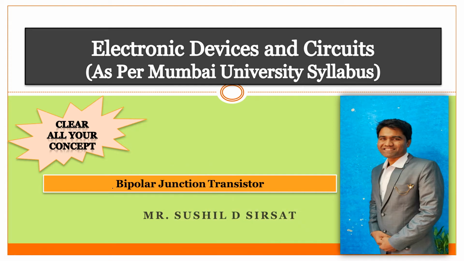Bipolar junction. Bi is nothing but two, and polar is nothing but the polarity itself. So the conduction in the BJT, or bipolar junction transistor, which we normally call a transistor, but its name is bipolar junction transistor. In the bipolar junction transistor, the current conduction is due to both holes and electrons.